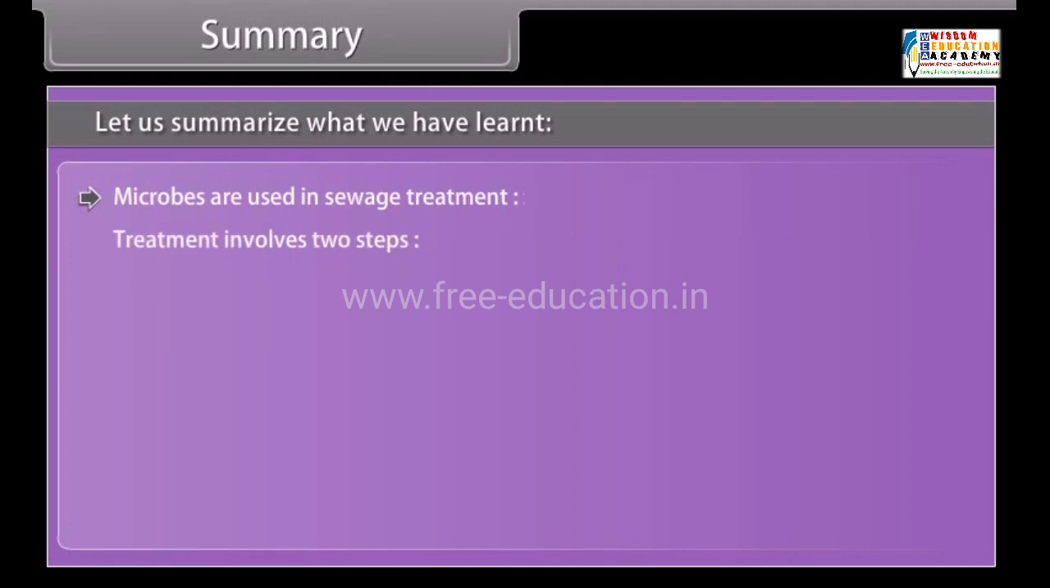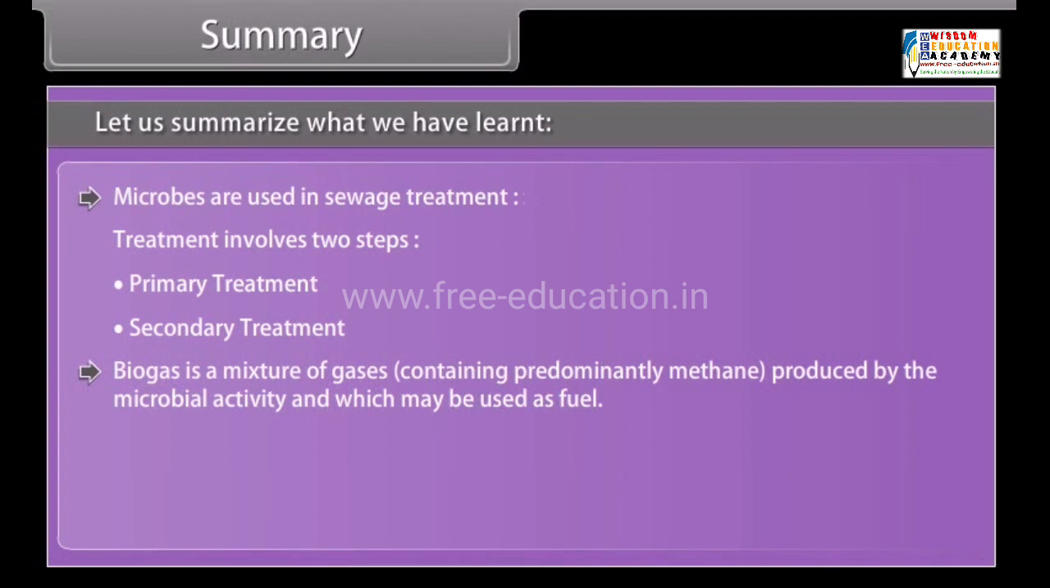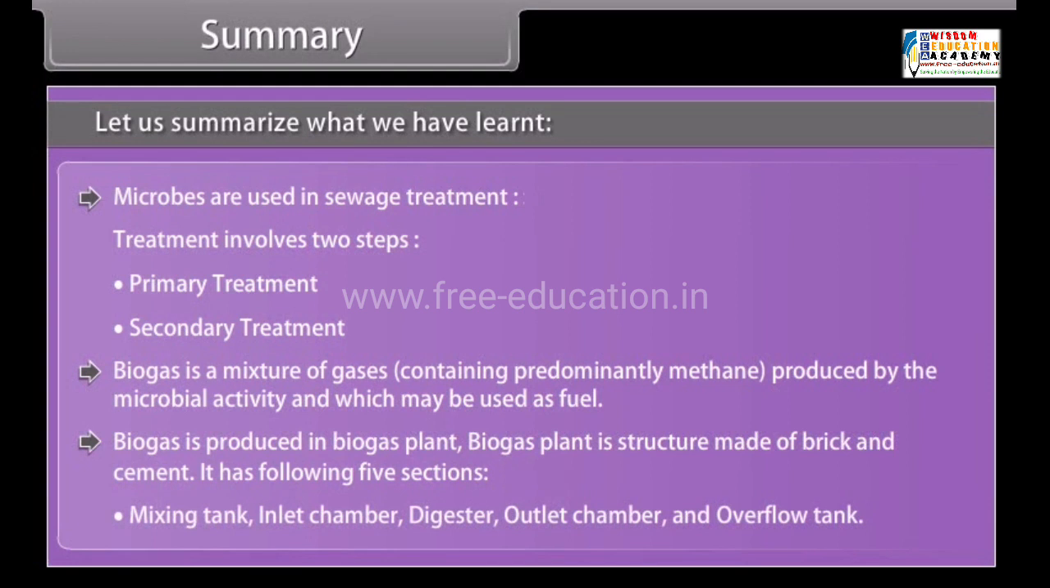Treatment involves two steps. Number 1, primary treatment. Number 2, secondary treatment. Biogas is a mixture of gases containing predominantly methane produced by the microbial activity and which may be used as fuel. Biogas is produced in biogas plant. Biogas plant is a structure made of brick and cement. It has the following 5 sections: mixing tank, inlet chamber, digester, outlet chamber and overflow tank.